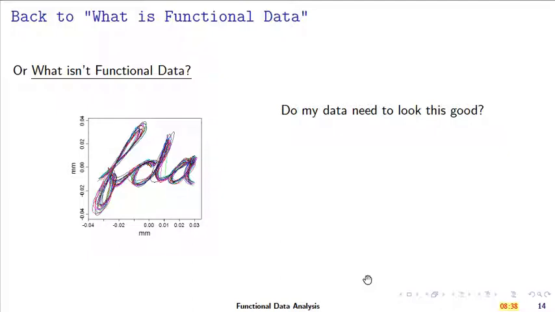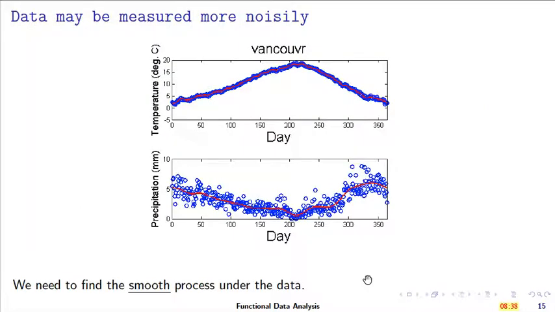Okay, so back to the functional data. In these examples, because it's easy to measure the position of the pen, we have a very high resolution. But generally, as we mentioned, we can accommodate data with higher noise. For example, like this data.